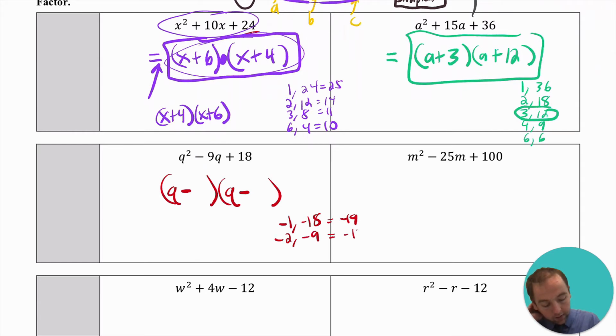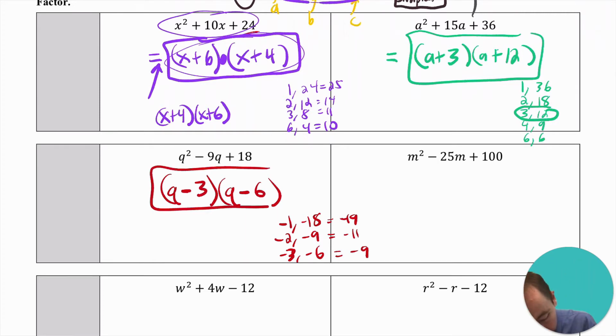That adds to negative 11. We also have negative 3 times negative 6 is positive 18. That will add to negative 9, right? Because negative 3 plus negative 6 is negative 9. So it does turn out that if you FOIL out q minus 3 with q minus 6, it will simplify to q squared minus 9q plus 18. So q minus 3 times q minus 6 is the factored form of that particular expression.